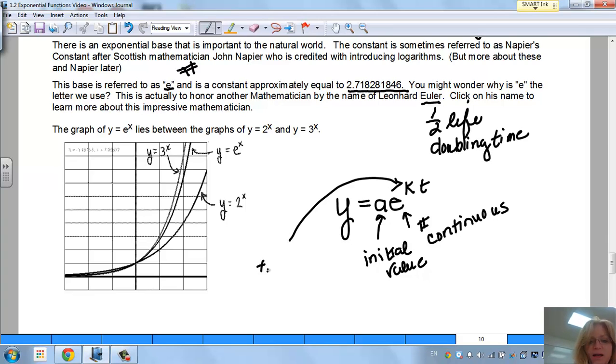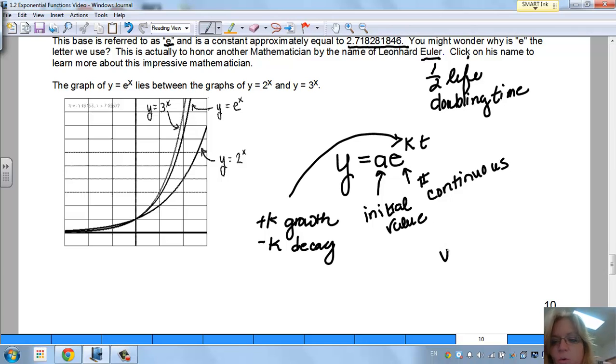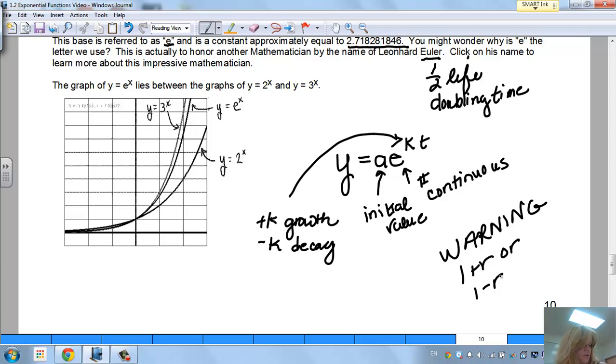k is now either your growth or decay, but it's different in this one. If k is positive, it's growth. If k is negative, it's decay. So you don't have to worry about the 1 plus r or 1 minus r. So let's put a big warning on here. Warning, when you have a continuous function, when you have base e, 1 plus r or 1 minus r, do not use. Only with this. You're going to use it for other things, but not with this.